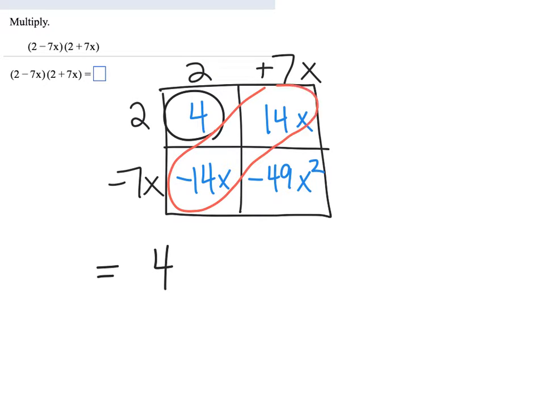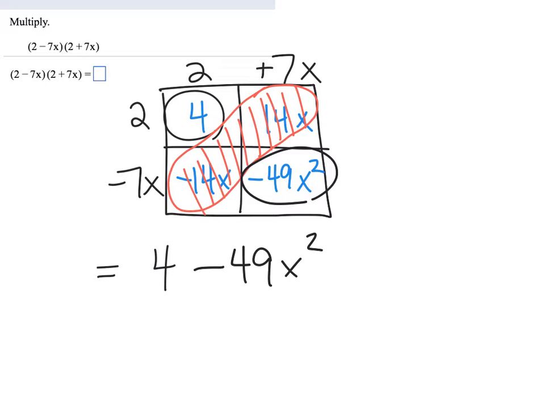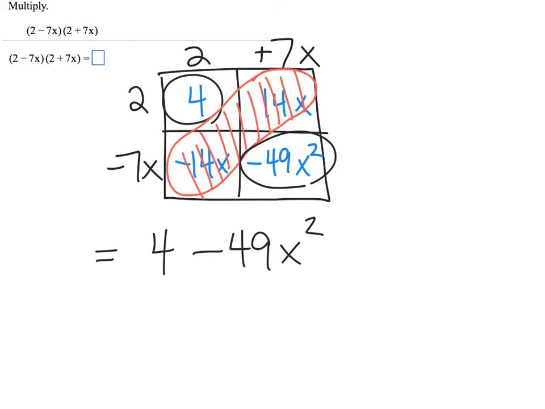Here's our like terms along the diagonal, and they cancel each other out, because we had negative 14 and positive 14. So they cancel each other out. And then this guy, negative 49x squared. And that is our answer right there.